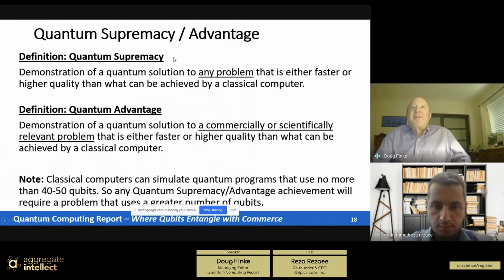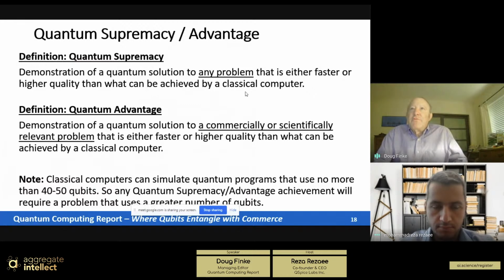One is called quantum supremacy. This was defined by a Caltech physicist, Dr. John Preskill, where you have a problem and you find a quantum solution to that problem, and it's either faster or higher quality than what can be achieved by a classical computer.